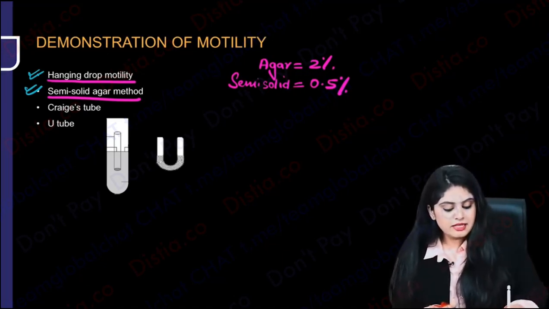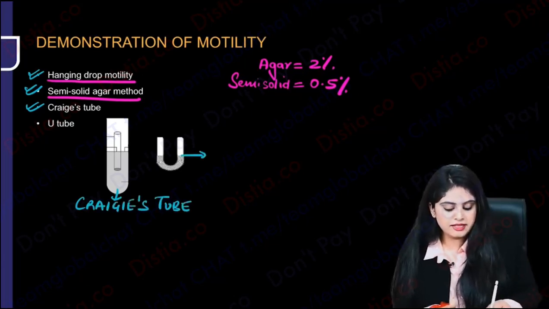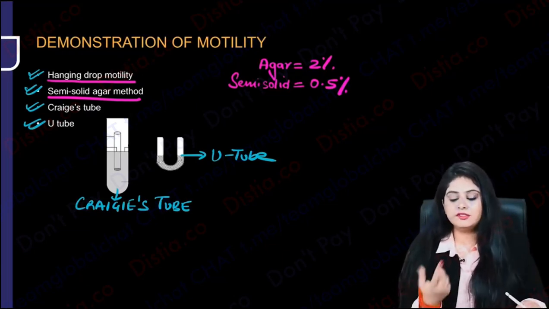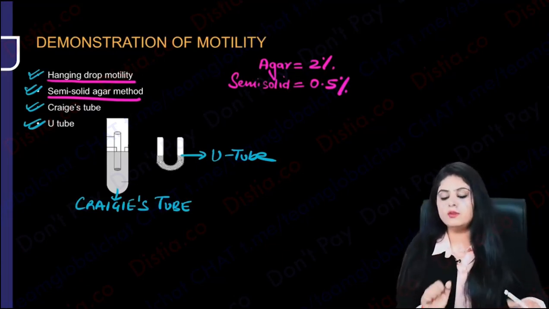The third one is Craigie's tube. Craigie's tube is in front of you. This is known as the Craigie's tube, and the other one that you have, which looks like a U, of course, is known as a U-tube. Now you don't have to know the pathogenesis again. You just have to listen to me once and then just know their names. Craigie tube and U-tube are for movement.